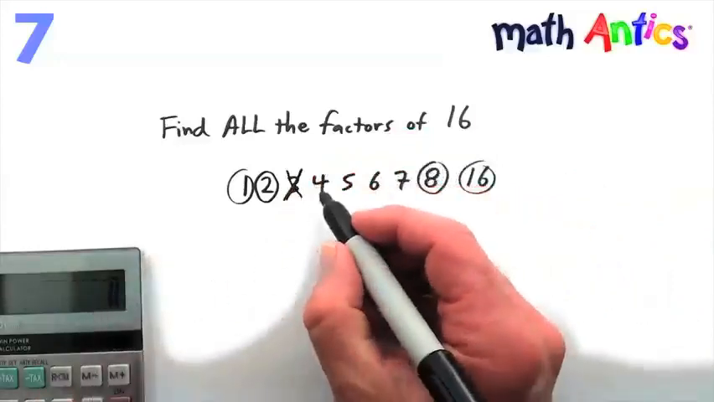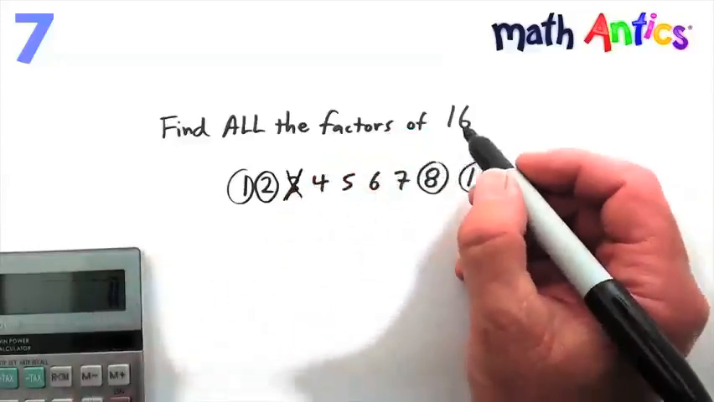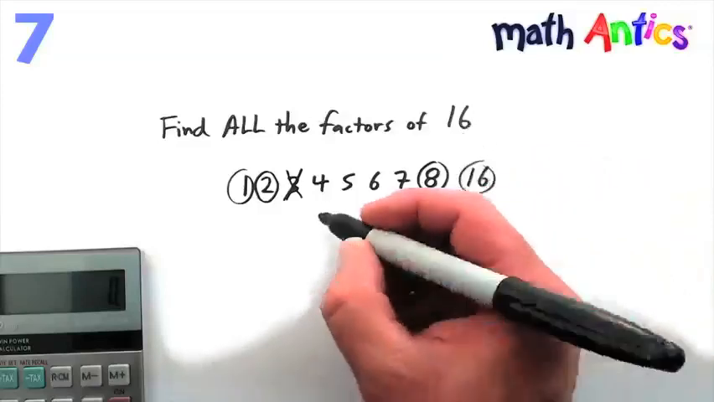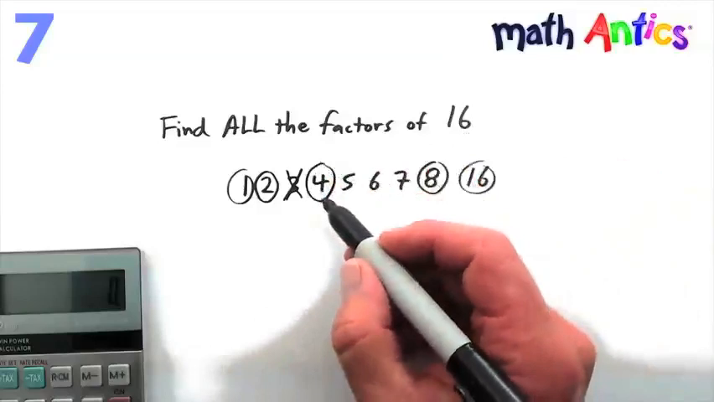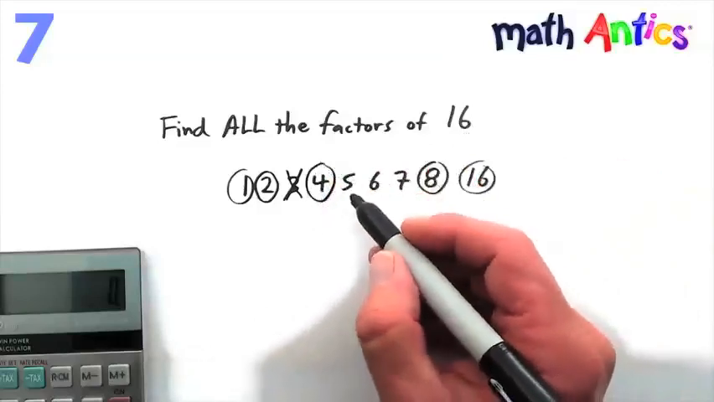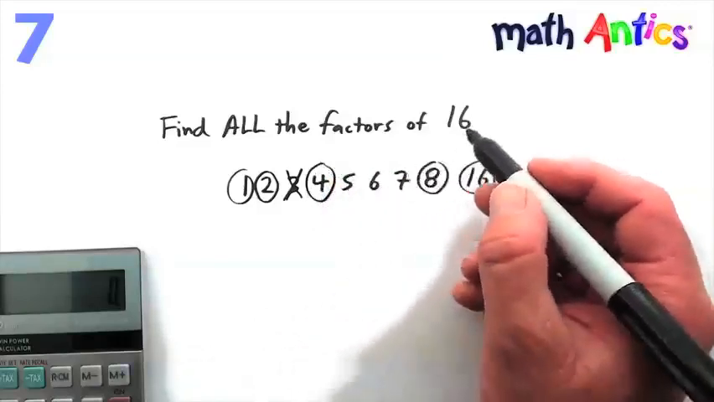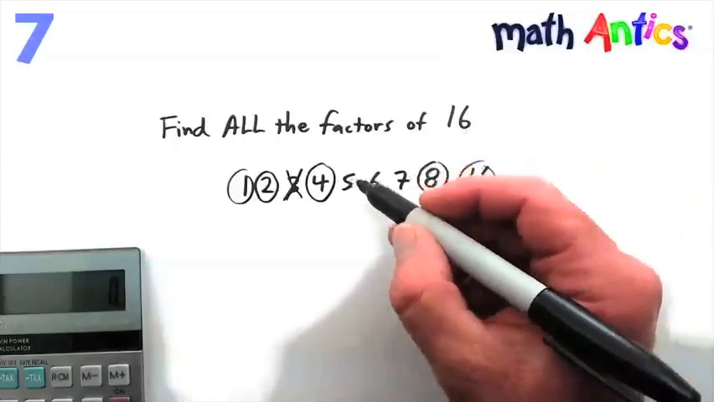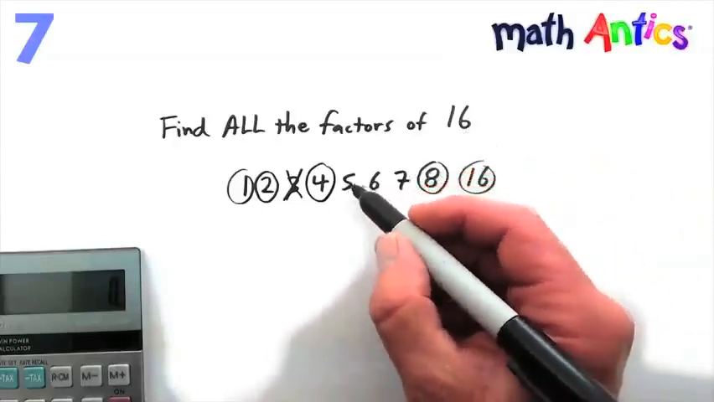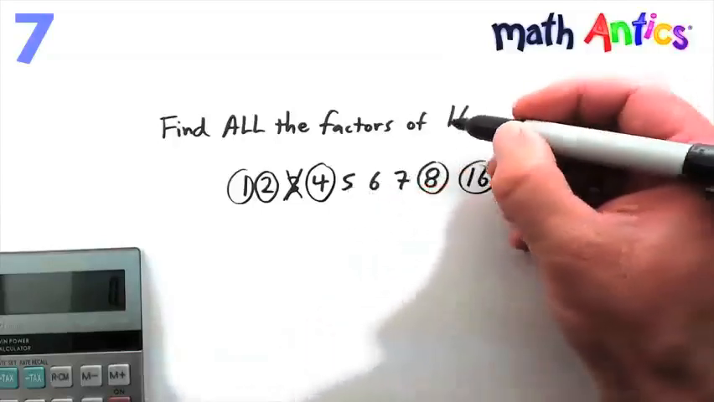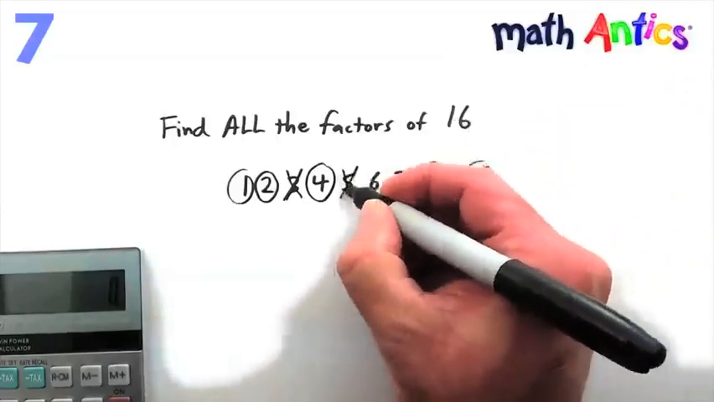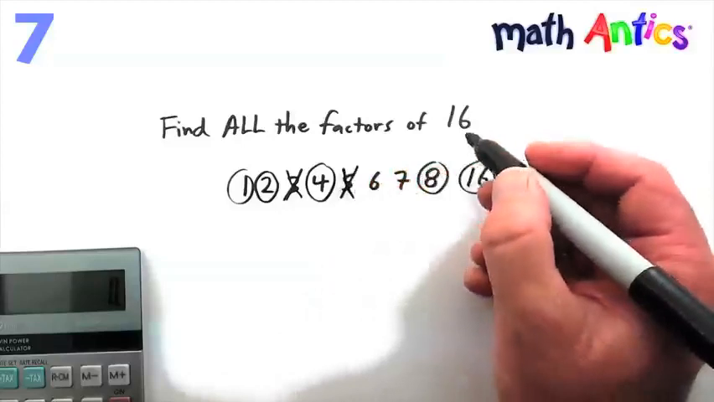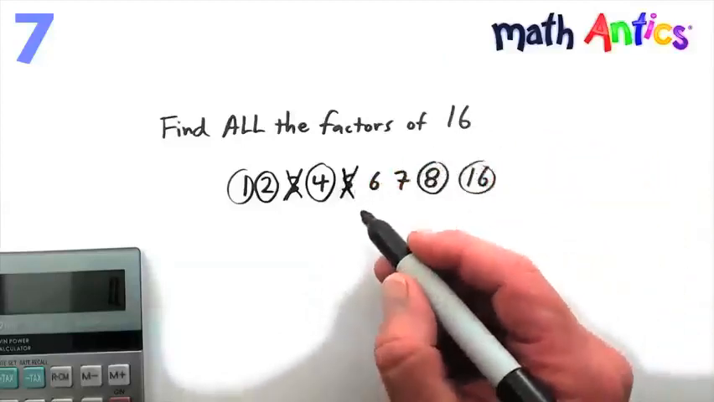Next, we'll check 4. Will 4 divide evenly into 16? Yep, if you remember your multiplication chart, 4 times 4 equals 16. So 4 is definitely a factor. Now we can check 5. Will 5 go in evenly? No, because multiples of 5 either end in a 5 or a 0, and 16 ends in a 6. So 5 can't be a factor of 16, because 16 isn't a multiple of 5.